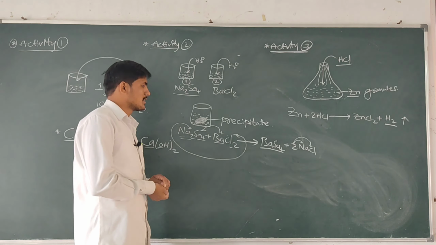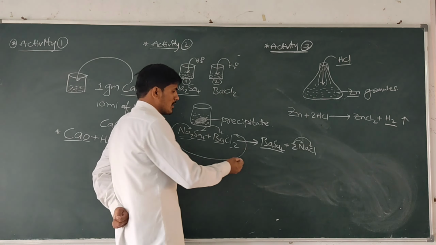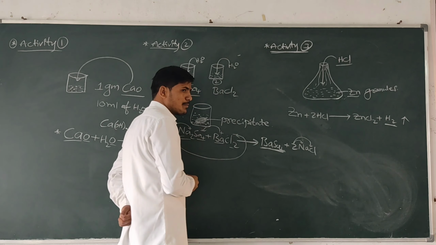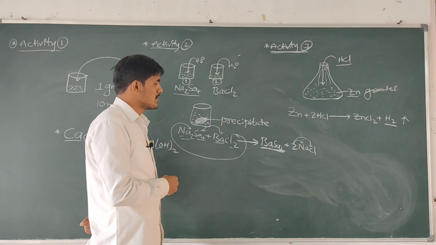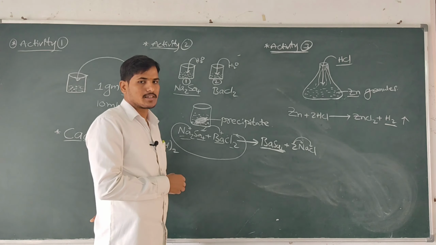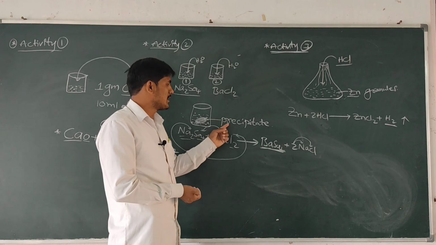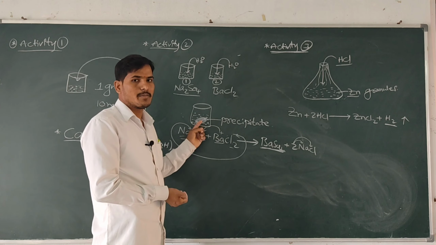In some chemical reactions, a precipitate is formed. Here BaSO4 is one of the best examples of a precipitate. Precipitate means an insoluble substance. A precipitate settles down in the apparatus or beaker.